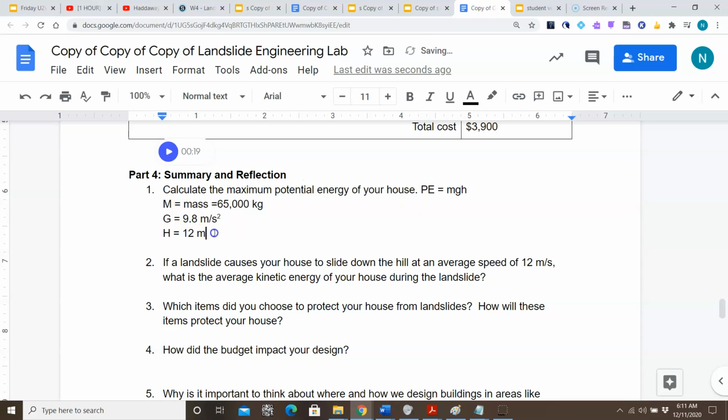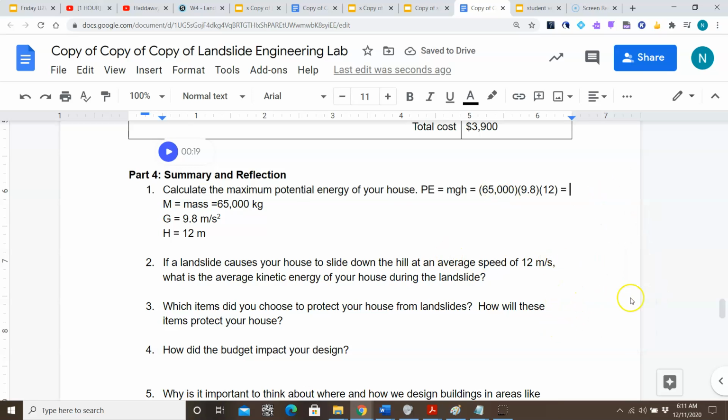And I'm just going to multiply these numbers together to get my potential energy. So for my house, I would multiply these numbers together. So my potential energy is going to be 65,000 times 9.8 times 12. All right, and I'll calculate that out, multiply, and get the answer.